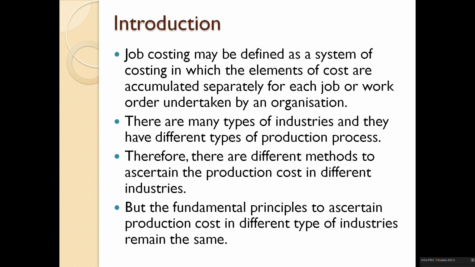Now, many industries may have a different type of job structure or job identification, but it does not mean that they have different types of job qualities also. The basic fundamental principles to ascertain the production cost in different industries remain the same. Why? Because ultimately they need to identify the job cost, the total amount of cost of the respective job. It may differ because the structure or identification may change, but it does not mean that the elements of cost have changed.